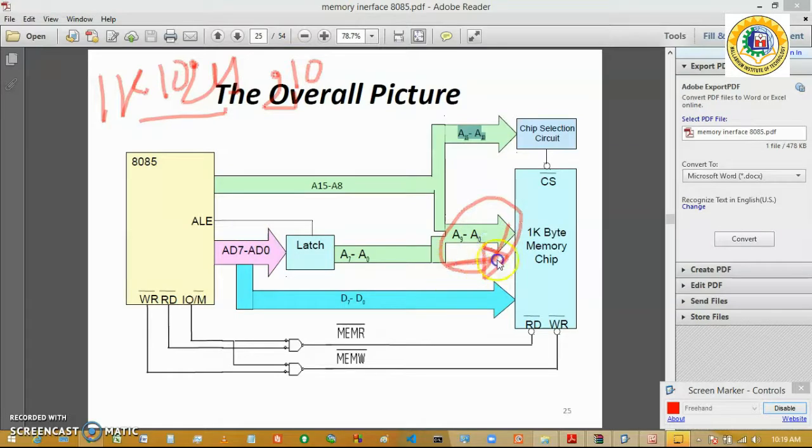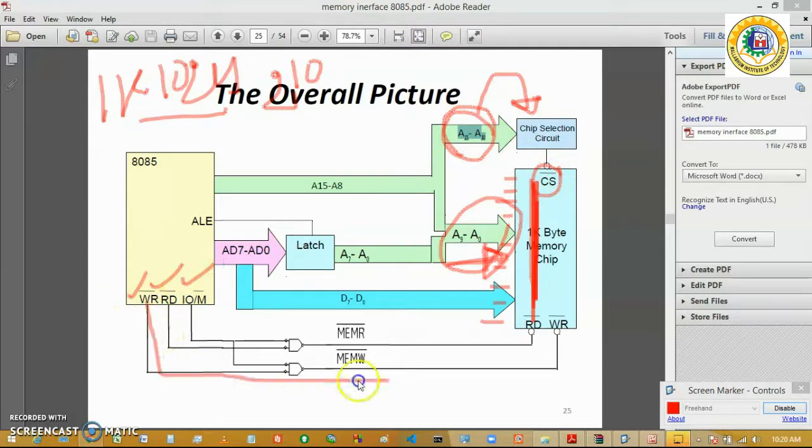We don't require any other address line here to uniquely identify the different memory locations of this chip. That means this is 1 kilobyte, so you only require 10 address lines to uniquely define 2 to the power 10 locations. Then the rest of the address lines will be connected as chip select lines, and the microprocessor read bar, write bar and IO bar signals are connected to the respective memory signals, the IO bar signal, memory read signal, and like that.